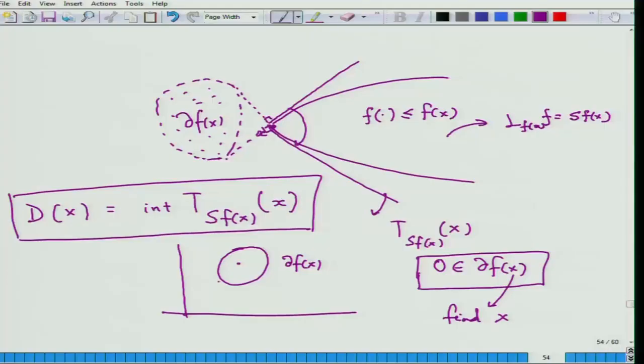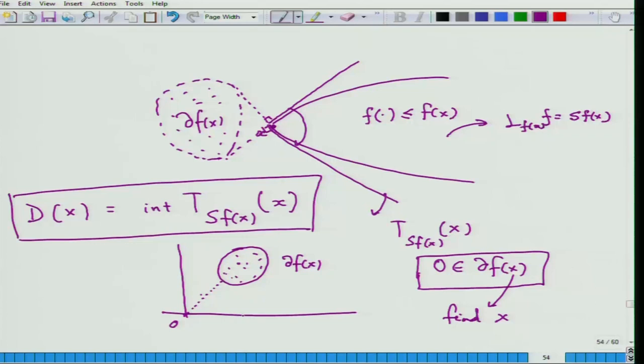So, what you have to do is, for example, here you draw, in this case, which is a nice looking del f x, you find the distance between 0 and del f x. You observe that if you take this direction and take the inner product with any element here in the del f x, the angle would be obtuse, the inner product would be strictly negative. And so, this distance can also be viewed as a direction of descent.